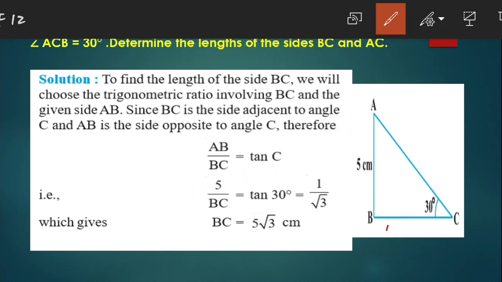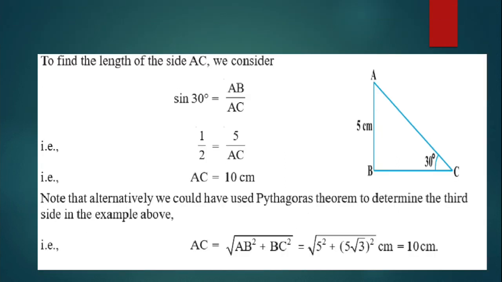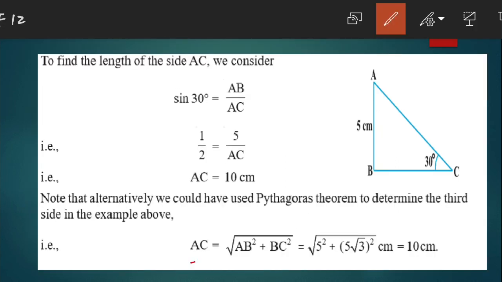Okay. So the length of this side is 5 root 3 centimeter. Now you have to find the length of AC. This is a right angle triangle, so by Pythagoras theorem you can easily evaluate the value of AC. As you can see, AC will be root under AB square plus BC square, that is 10 centimeter.